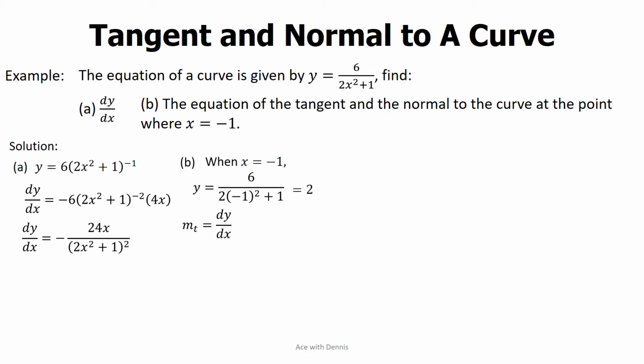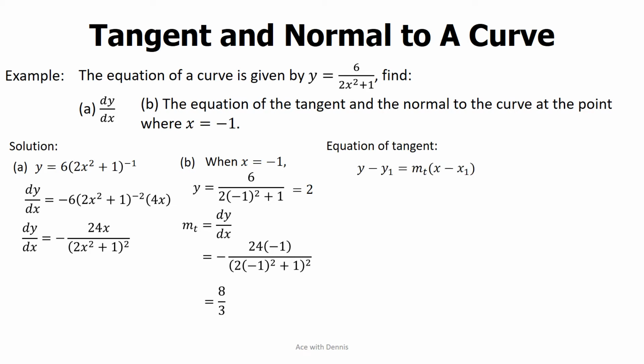So, the gradient of the tangent equals dy over dx. We substitute x equals -1 into dy over dx, we get -24 times -1 over (2 times (-1) squared plus 1) squared. And we get the gradient of the tangent equals 8 over 3. So now we want to find the equation of the tangent, which is y minus y1 equals mt (x minus x1). Substitute all the values. y minus 2 equals 8 over 3 times (x plus 1).